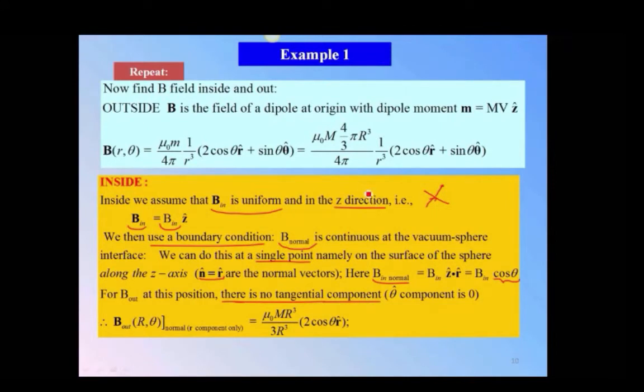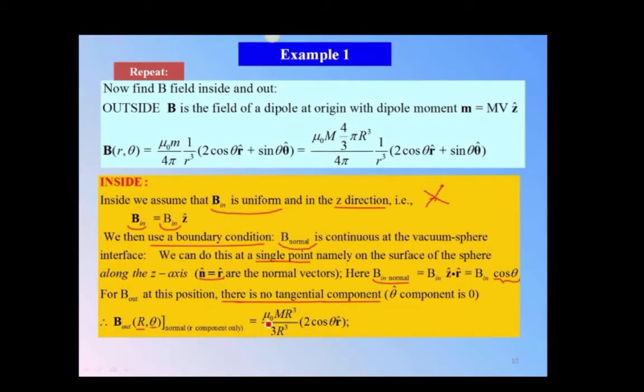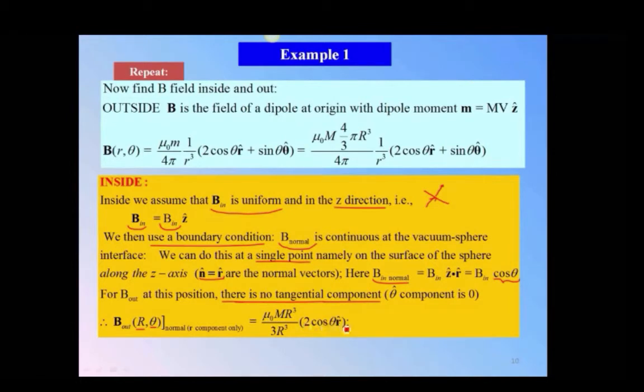If we take our B up here, this is B outside, and we're setting little r equal to capital R, and we're only taking the radial component. So that's what we have down here, the B out at capital R for the radius, theta here. We set that equal to our expression that we had before. This is just the r component, and so we have this expression here. And notice that we have an r cubed and r cubed top and bottom.